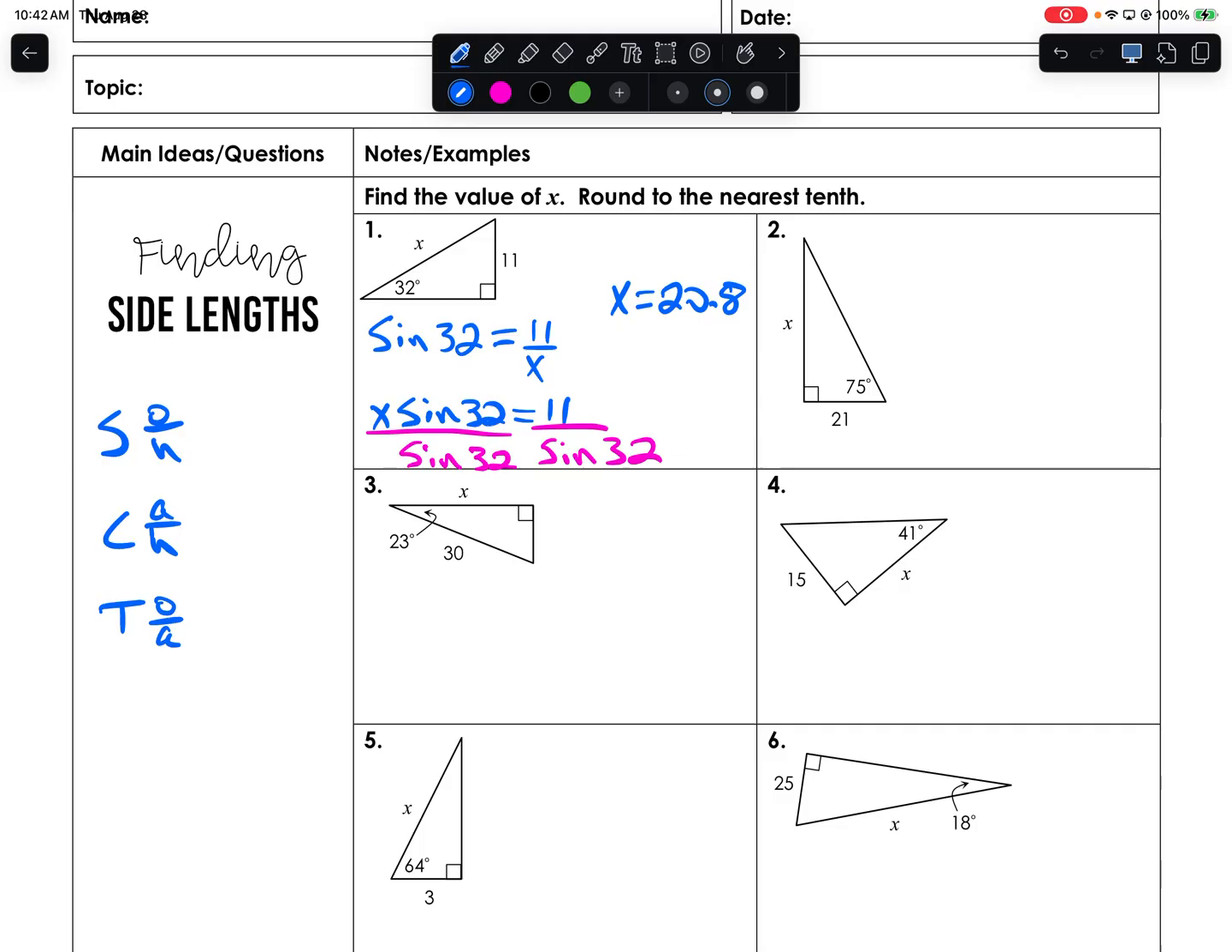Yep. Okay. So 20.8, you don't have to put units. If we had millimeters next to 11, you'd have to put millimeters, right? For solving for an angle measure, then you need the degree symbol. Okay, we good? Try number 2 on your own. Número 2.